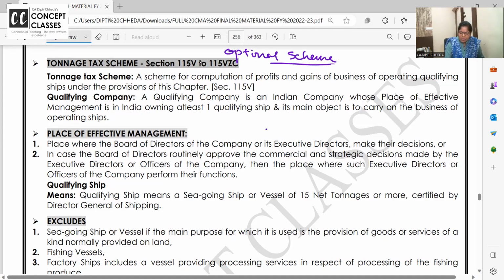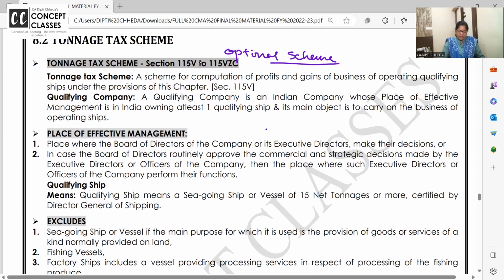This scheme is completely optional. Okay. Qualifying ship company is an Indian company, resident. The 7.5% was for non-resident. Whose place of effective management (POEM) is in India, and it is owning at least one qualifying ship. This is important for MCQ.